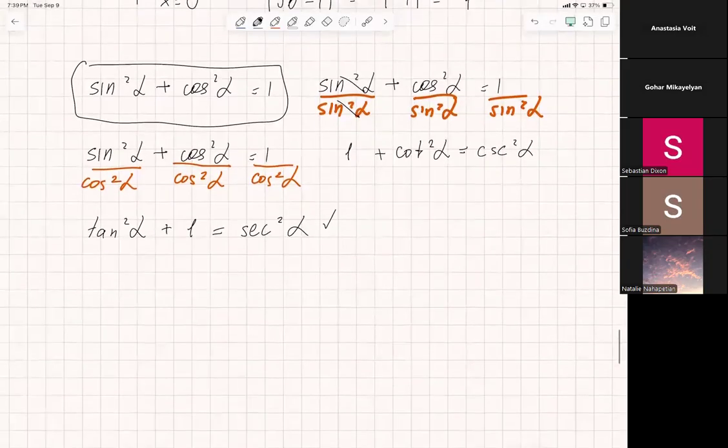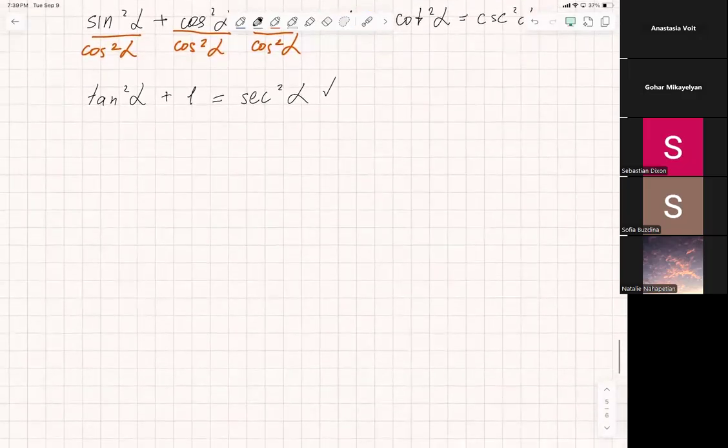Now, we also have a double angle identity, which is very important to know, especially for calculus 2 and, I would say, differential equations, probably. For calculus 1, maybe not that much, but it doesn't mean that we will not use it, right? So sine 2 theta, right?